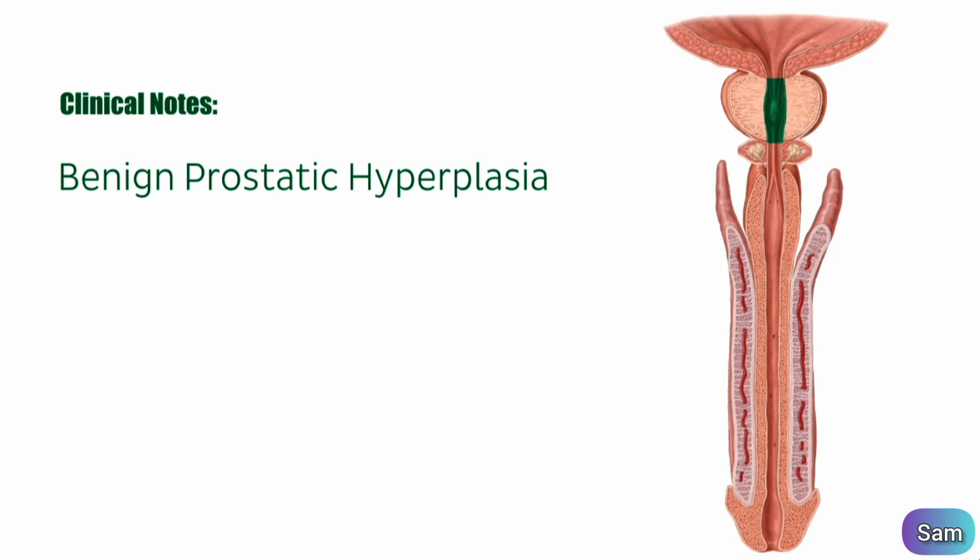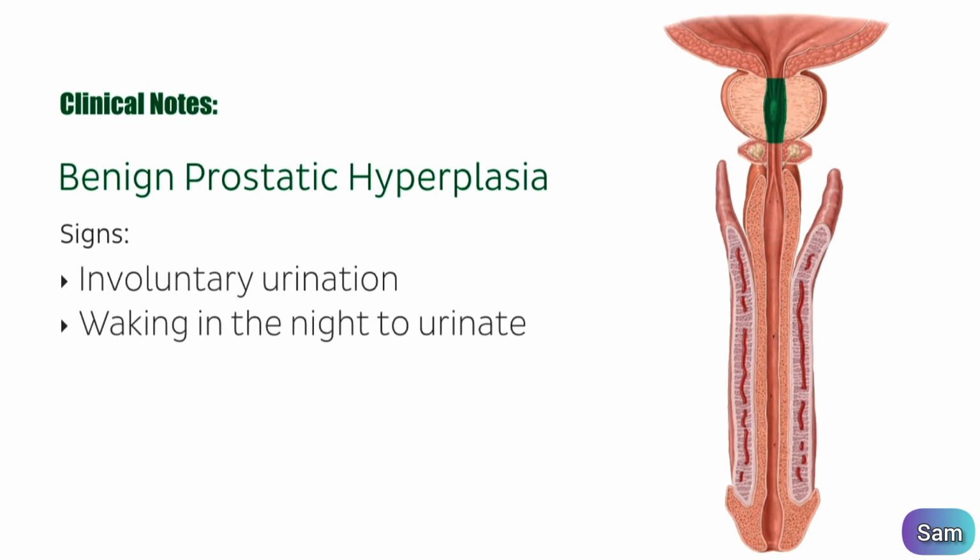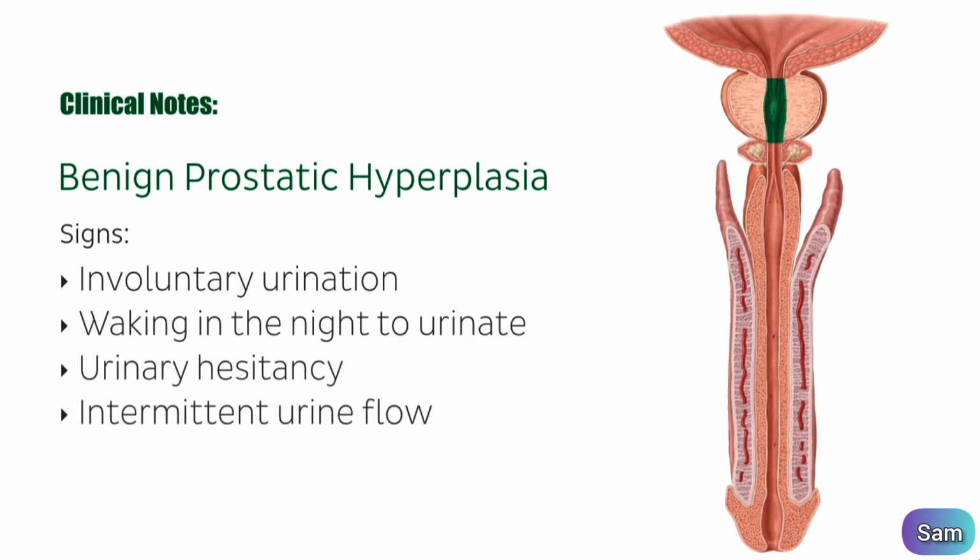However, it doesn't restrict flow. Rather, it makes the bladder musculature work harder to push urine through, therefore leading to a disruption of flow. Some of its clinical signs include involuntary urination, waking up in the night to urinate, urinary hesitancy, and intermittent urine flow. It's often managed by watchful waiting, as the symptoms of therapy can be worse than those of the condition itself. However, if the prostate enlarges too much, then a prostatectomy can be performed.